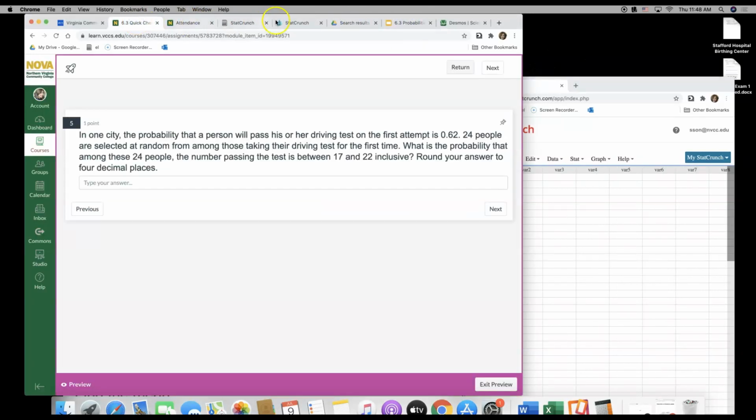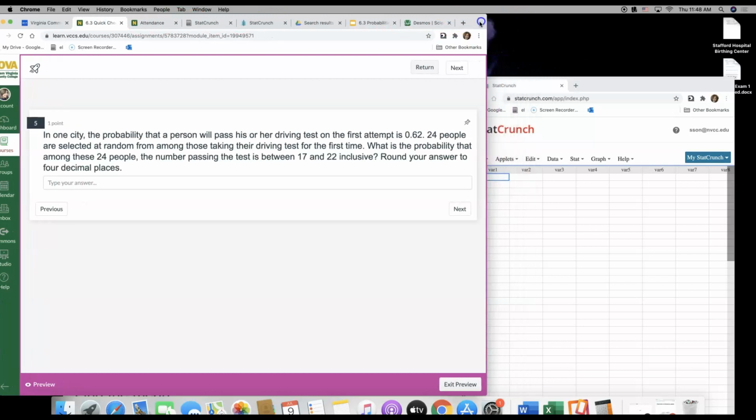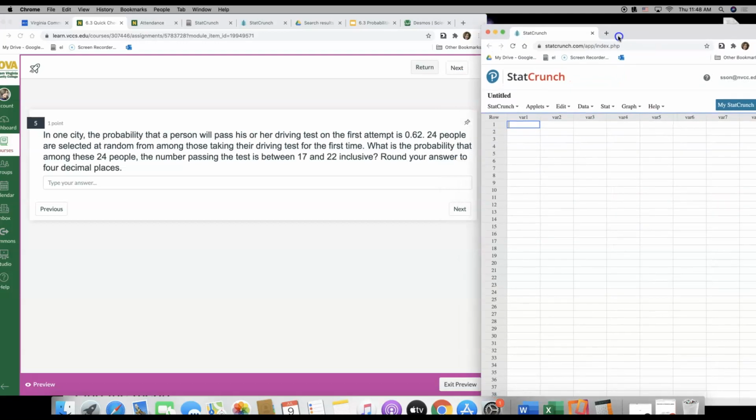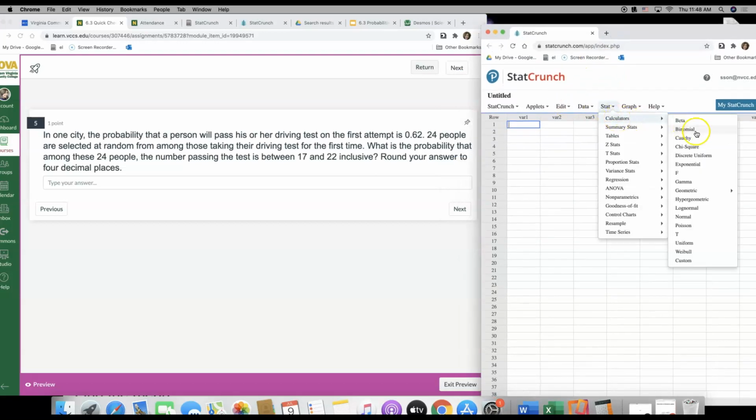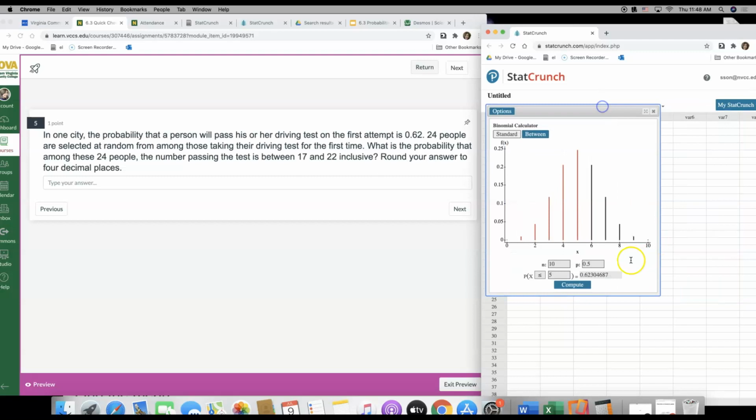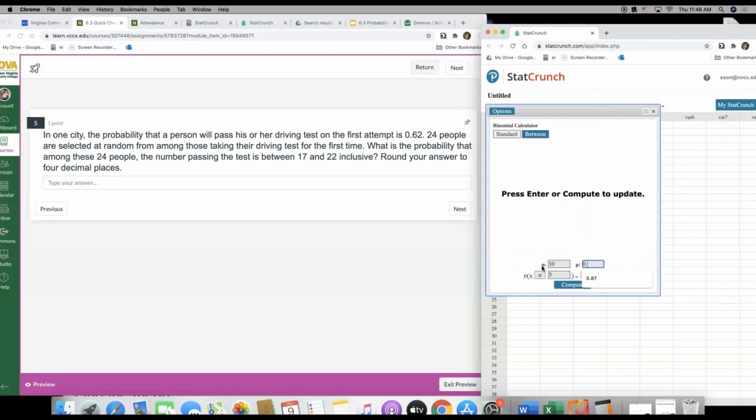Find that question. Here it is. So what do I have? P is 0.62. Stat calculator, binomial. P is 0.62. 24 people are selected at random, so N is 24.